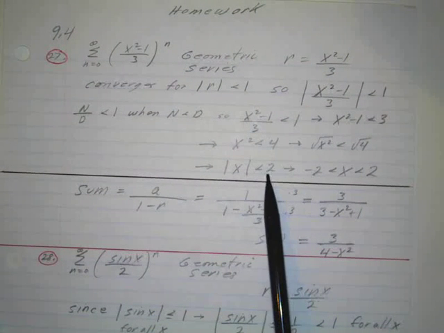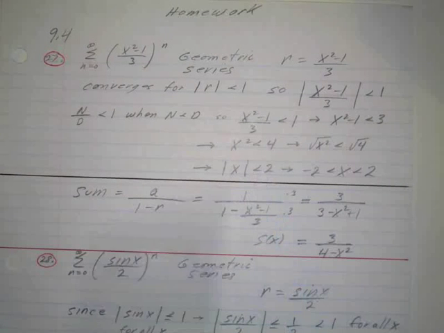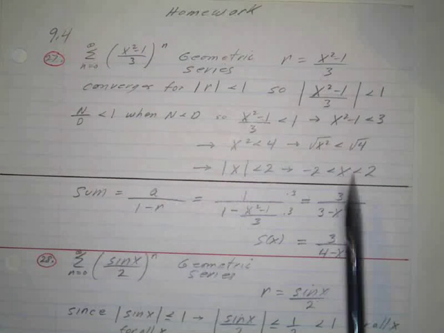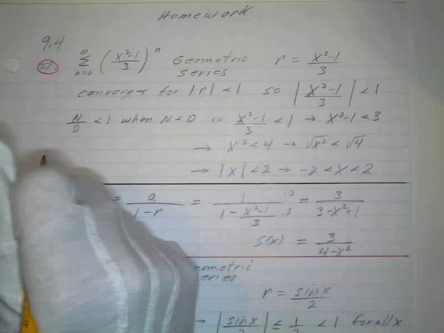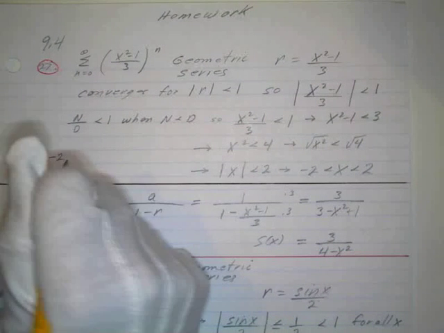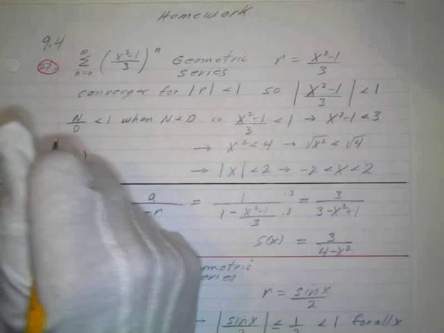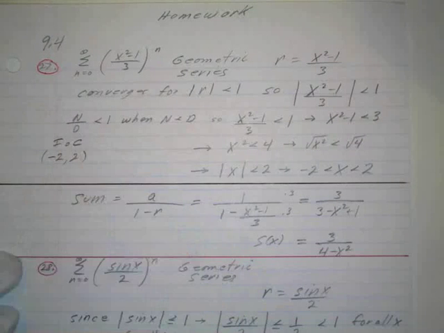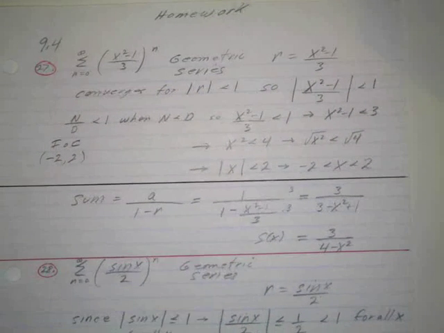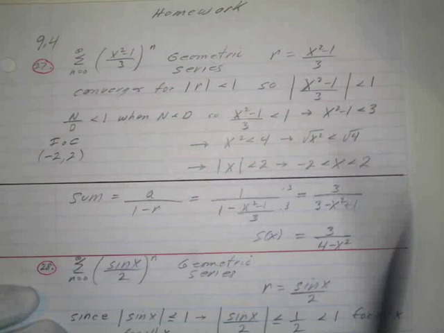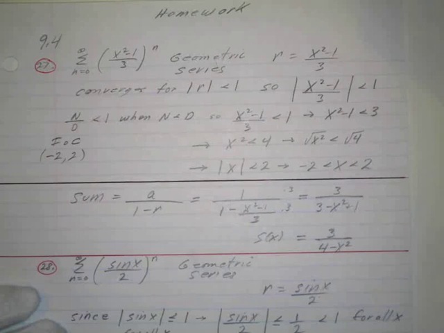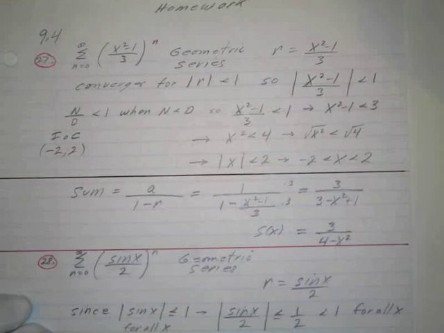So we can say the absolute value of x is less than 2, and then I can break this up and say that x is between negative 2 and 2, and that's going to give me my interval of convergence, which will be negative 2, comma 2. And that will be my interval of convergence. Okay? So that's kind of a somewhat bizarre problem, but that's the way you have to deal with it, because if you tried it the other way, you would end up with a dead end.